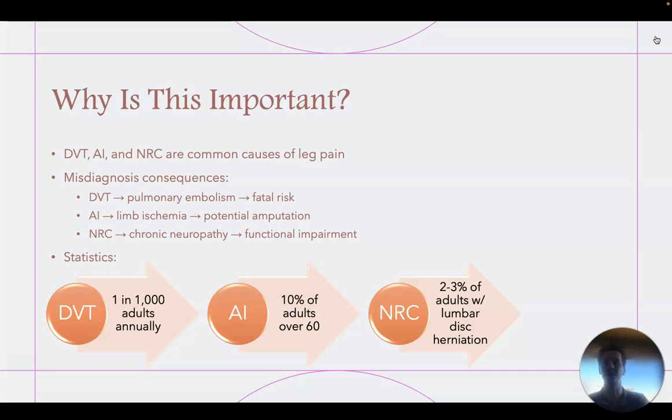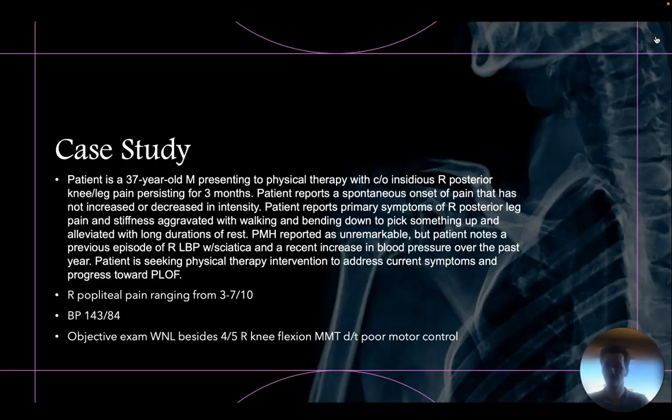So why is this important? These conditions are all common causes of leg pain. There are consequences to misdiagnosis, as a DVT can cause pulmonary embolism, which can be fatal. AI can cause limb ischemia, which may result in amputation. NRC can result in chronic neuropathy, which can result in severe functional impairment. And here are some stats about the prevalence of each condition down below.